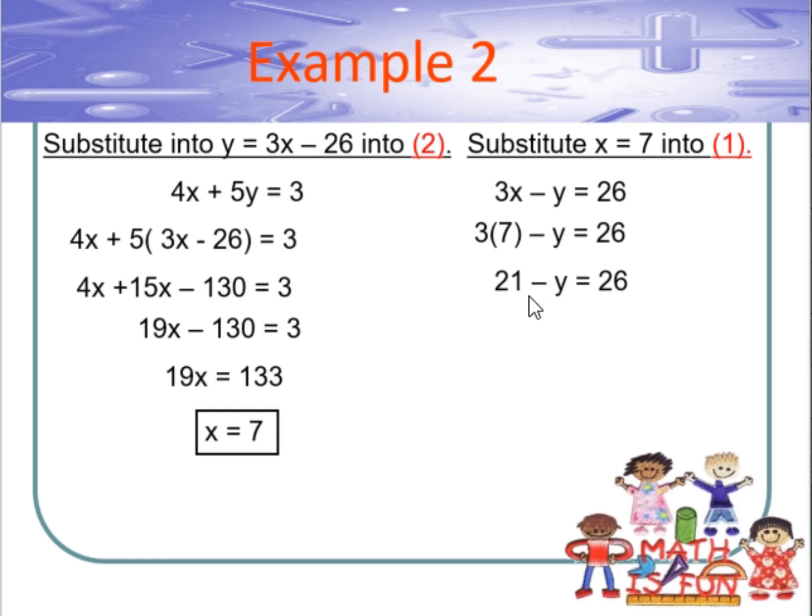Yung 21, by addition property of equality ulit, positive 21, nilipat sa kanan, magiging negative 21. So, our next step will be negative y is equal to 26 minus 21, and that will be equal to 5. So, we have here negative y is equal to 5, negative pa yung y, kaya kailangan naman natin i-divide yung buong equation by negative 1. So, our final value of y will become negative 5. Our x is equal to 7 and our y is equal to negative 5.